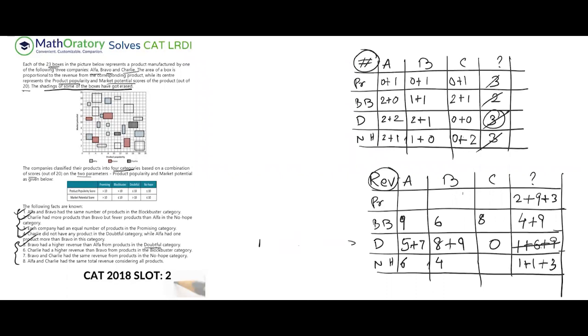Now let us get into the 6th one. Charlie had a higher revenue than Bravo from the products in the blockbuster category. So in the blockbuster category, Charlie had a higher revenue than Bravo. Now, what about the products? So there is 1 extra product in Charlie and 1 extra product in Bravo, right? So Charlie had a higher revenue.